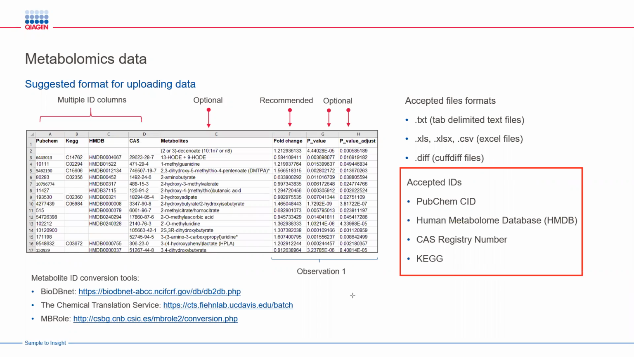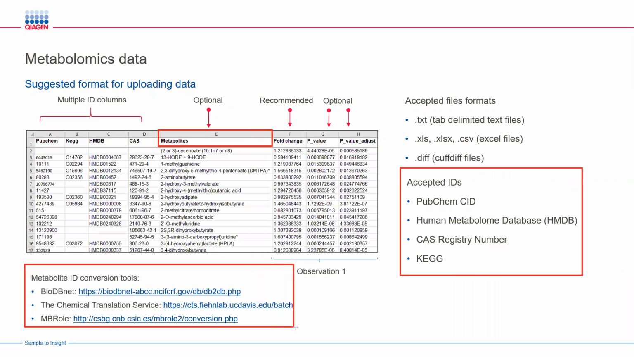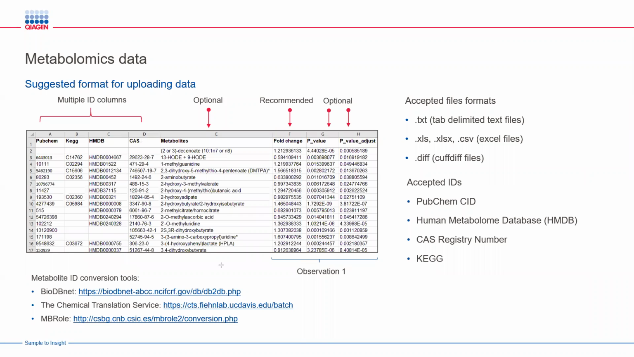In case your core facility ends up giving you just the metabolite names, you can use these conversion tools. So ID conversion tools, you can just take your list of metabolites and basically upload them into these publicly available websites, and then it will convert it into these specific ID formats. And then you can basically arrange this Excel sheet with your metabolite IDs, followed by fold change, p-values, FDR values in case you have it.